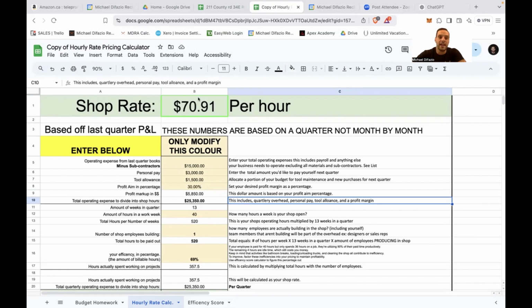This is not for the client. If you charge essentially $71 per hour, all your bills will be paid. You'll have a salary to take home. You'll have a tool allowance paid for, and you'll have a profit margin, which you want to make sure that you are showing. Profit margin and your salary are two different things. They are not one and the same. Do not treat them the same. The bank will want to see profit margin, not your salary.